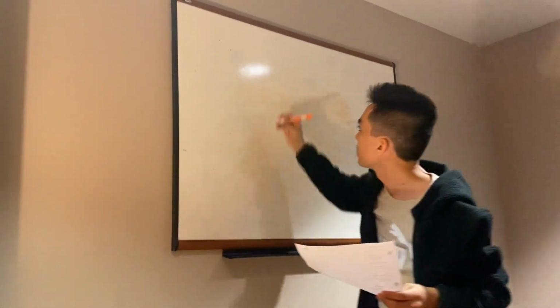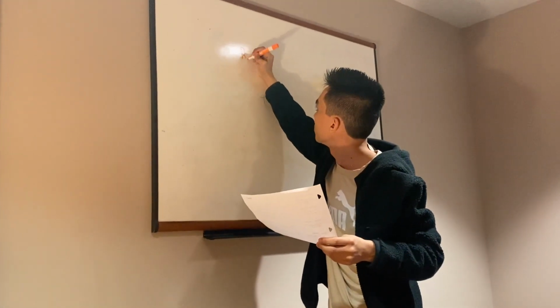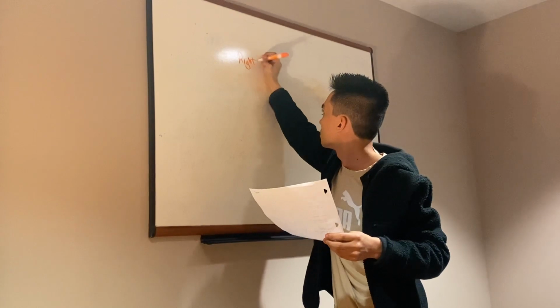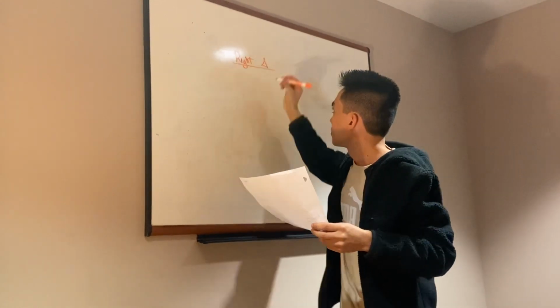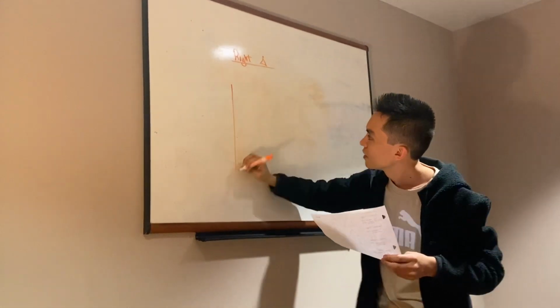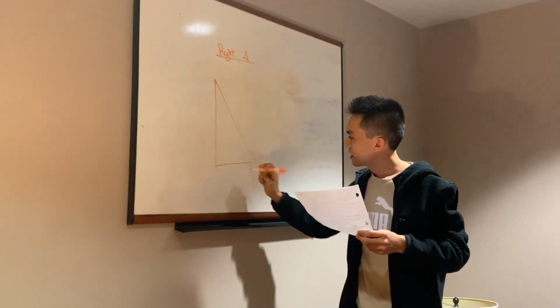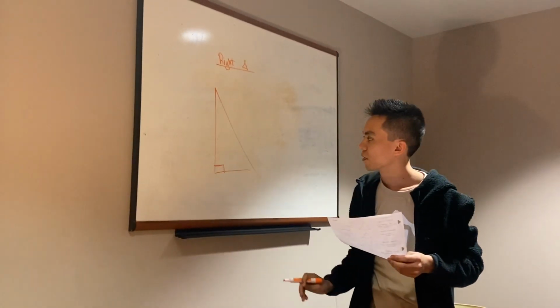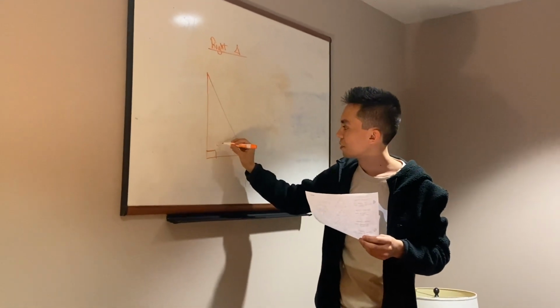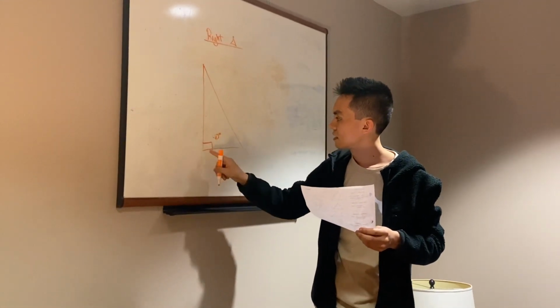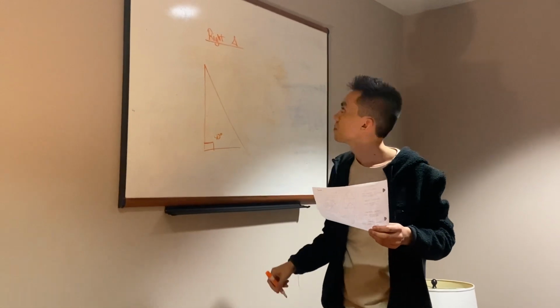All right, and now finally we have the right triangle. So this triangle is just a triangle that has a 90-degree angle somewhere. So this is a 90-degree angle, and we denote it by this little square on the corner.